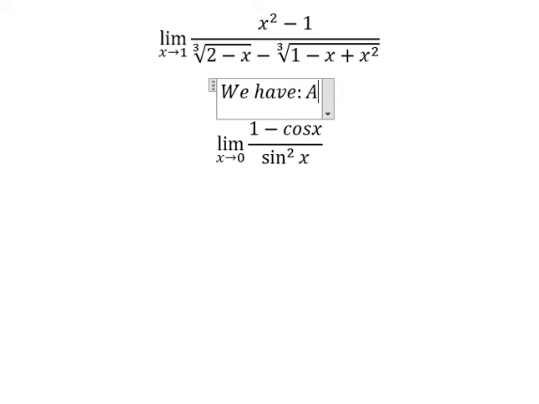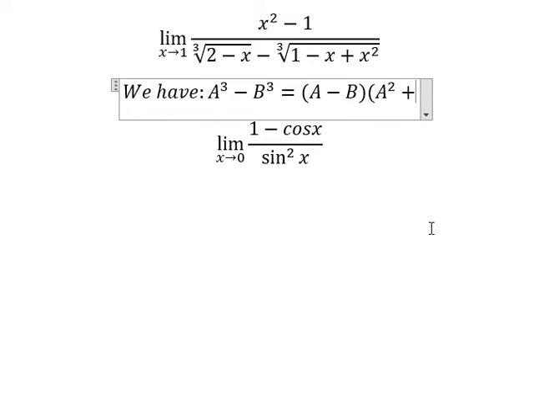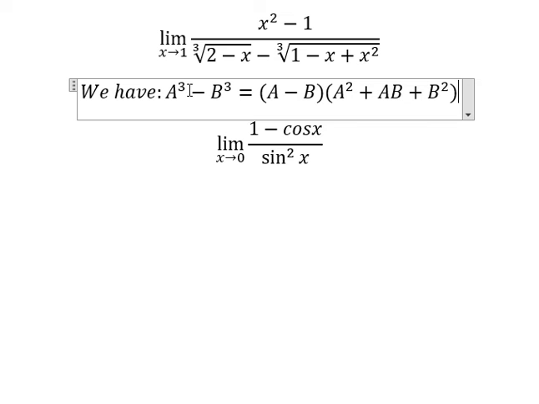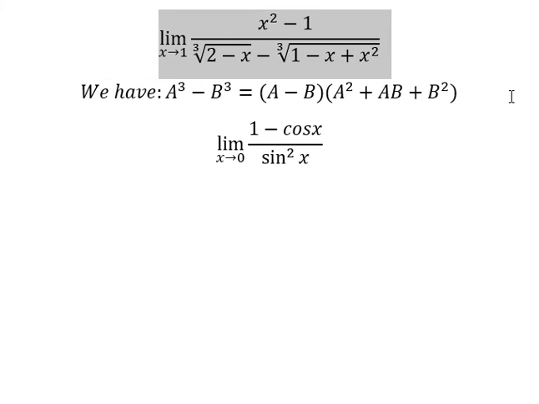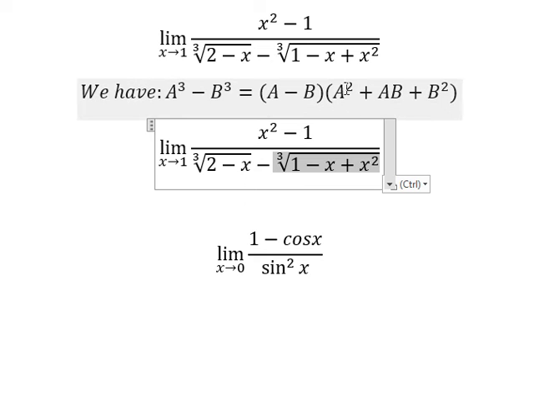That's about a to the power of 3 minus b to the power of 3 equals a minus b multiplied by a square plus ab plus b square. This is about identity. So this is a, this is b. We need to multiply by a square plus ab plus b square on numerator and denominator. So that should be like this.